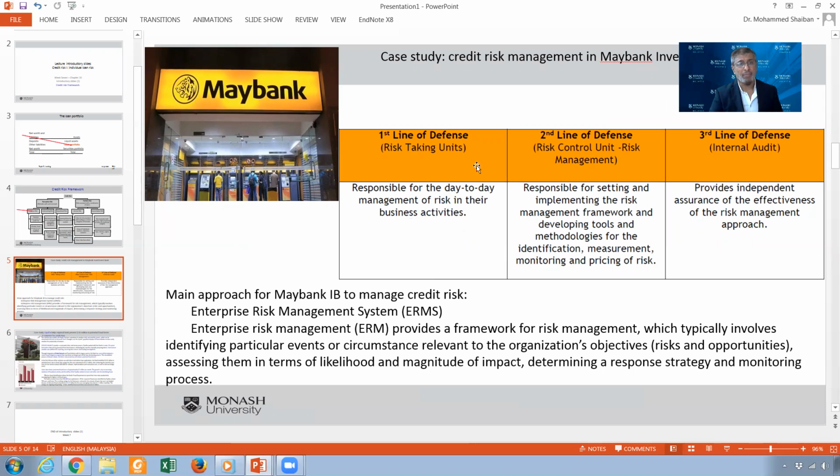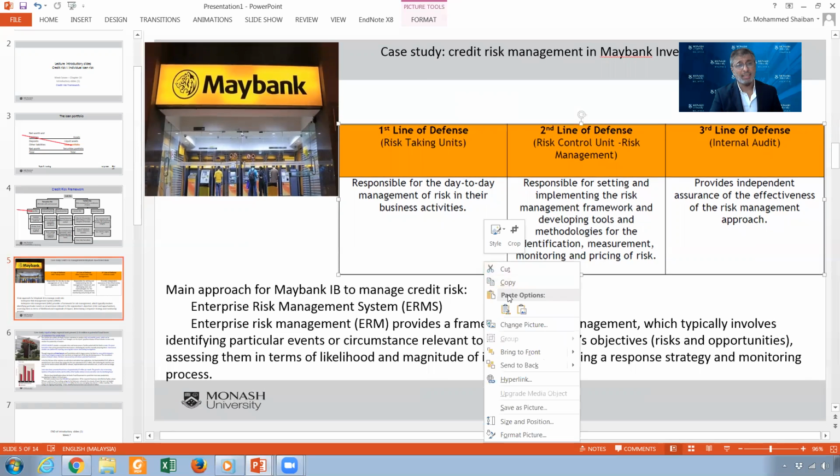And then you have the second line of defense. This line is actually responsible for setting and implementing the risk management framework and the following tools and methodologies for identification. You have to identify the risk, you have to measure it, you have to monitor it, and you do the pricing of the risk. So this is actually like a research area where they can identify risk areas. And this, of course, has to be provided for the first line, so they can use it from day to day as the footprint for their daily activities.